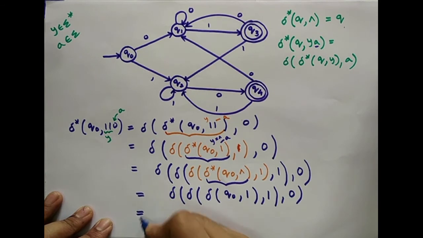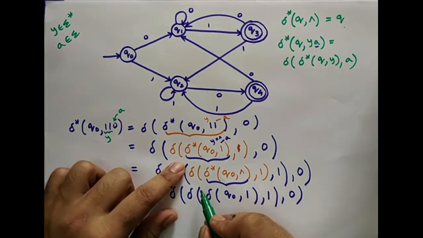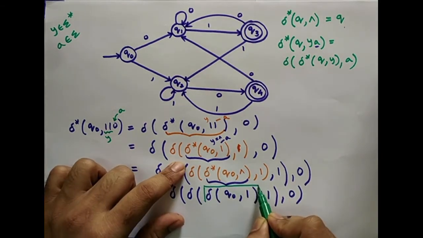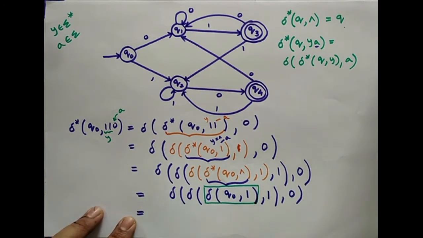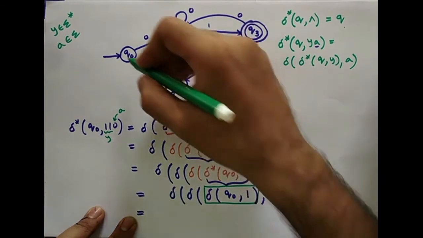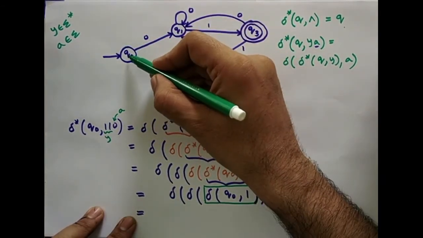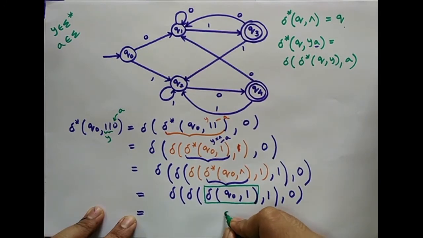Okay, so now you start from the innermost bracket. So let us first find out what is delta of q0 comma 1. Remaining part I am going to write as it is. Okay, so delta of q0 comma 1. So now see the diagram. Q0 on reading 1, where does it go? It goes to q2. So the answer of this is q2.